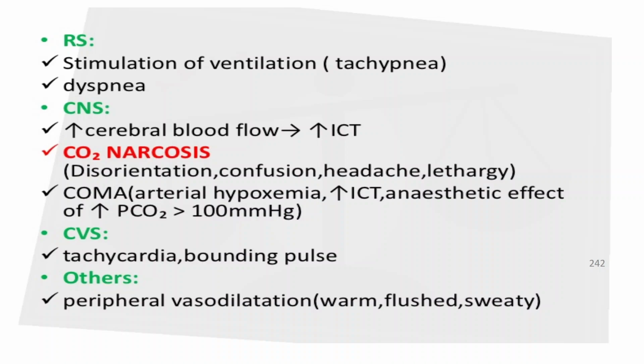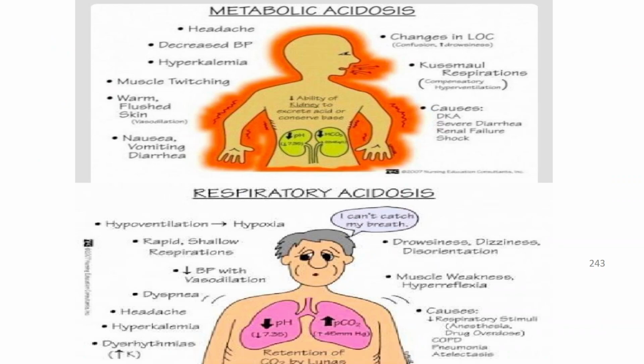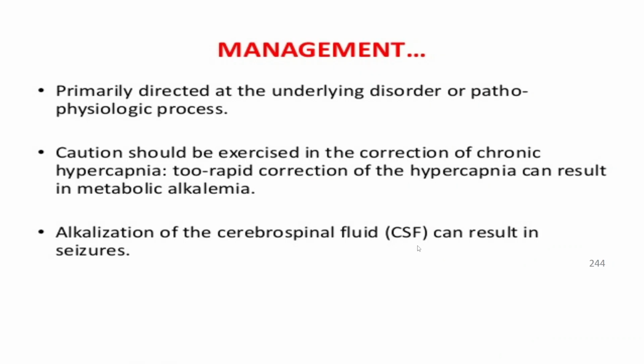Tachycardia and bounding pulse are the other common features. The periphery would be warm and flushed, though the patient may be in an unconscious condition. Unlike other shocks, the periphery would be warm. So that's the basic difference between metabolic acidosis and respiratory acidosis. It's the same thing presented in a picture manner.